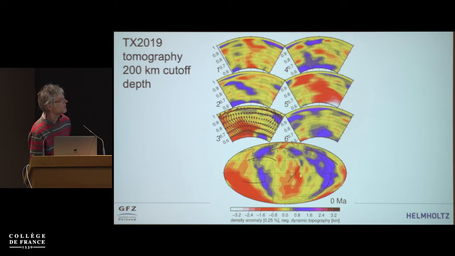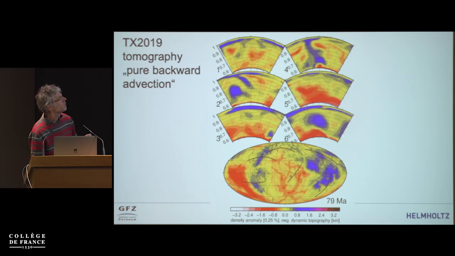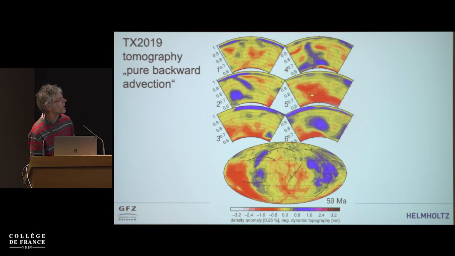So, time-dependent dynamic topography. Again, I start with a present-day anomaly, and then I use this present day to compute the flow field and backward advect density anomalies. So going back in time, this is now shown forward in time, slabs sinking and anomalies rising.